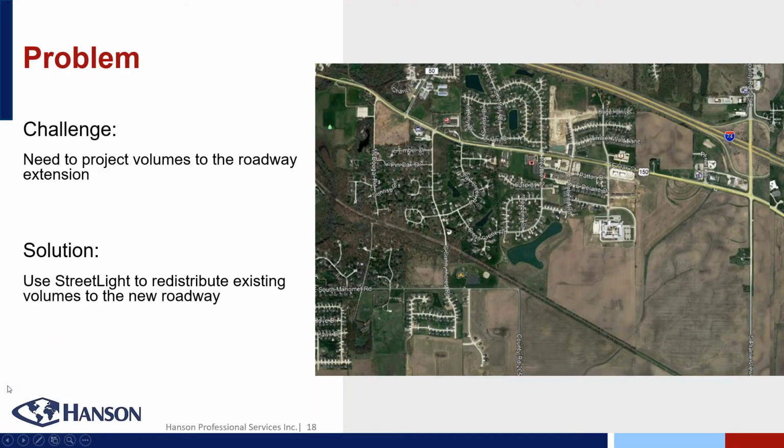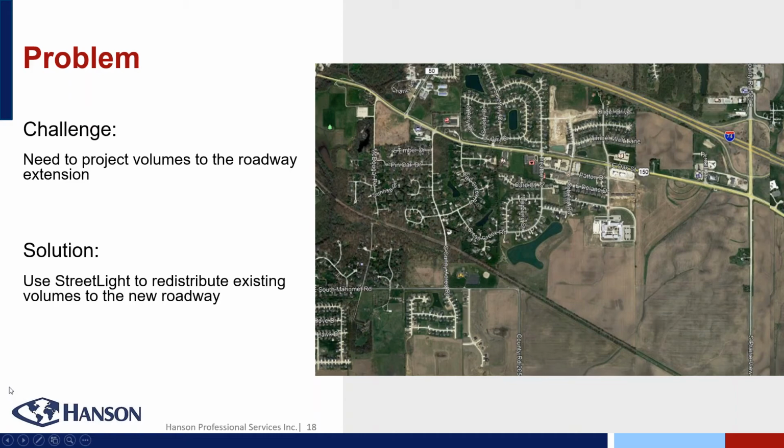So the problem in this case for this project was we needed to project turning movement volumes onto the roadway extension that is yet to be built. So we have no existing data to grow or to project. So to do this, we needed to redistribute existing turning movement volumes and find newly generated volumes that would be generated because of this extension.